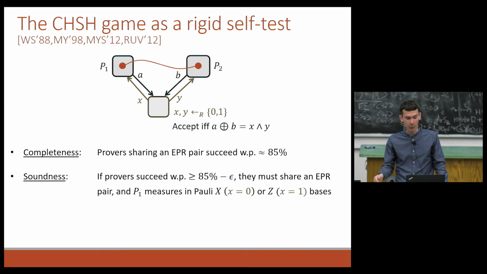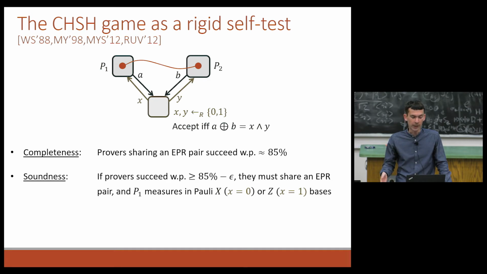What's a little surprising, and what has emerged in the sequence of works that I forgot to cite, starting from Werner and Sommer in '88 and many follow-up works, is that you can get a lot of mileage out of this very simple observation that you just ran this test many times, checked the condition, and observed that it was satisfied close to 85% of the time. In particular, you can get consequences on the actions that these provers must have been doing.